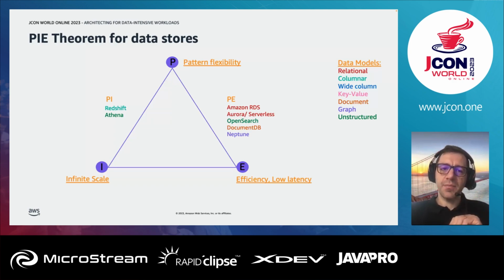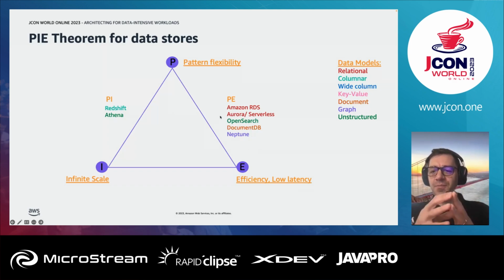On the other hand, if I need pattern flexibility and low latency, it's still nice to have those relational databases, right? So think about RDS, think about Amazon Aurora. You can even think about OpenSearch like a text search database, or DocumentDB like a document database, or a graph database. It still gets you low latency with pattern flexibility in one direction. So for instance, let's say in graph searching, but it's not going to scale infinitely, right? So you need to maybe break out your application into multiple domains to avoid that scaling problem.